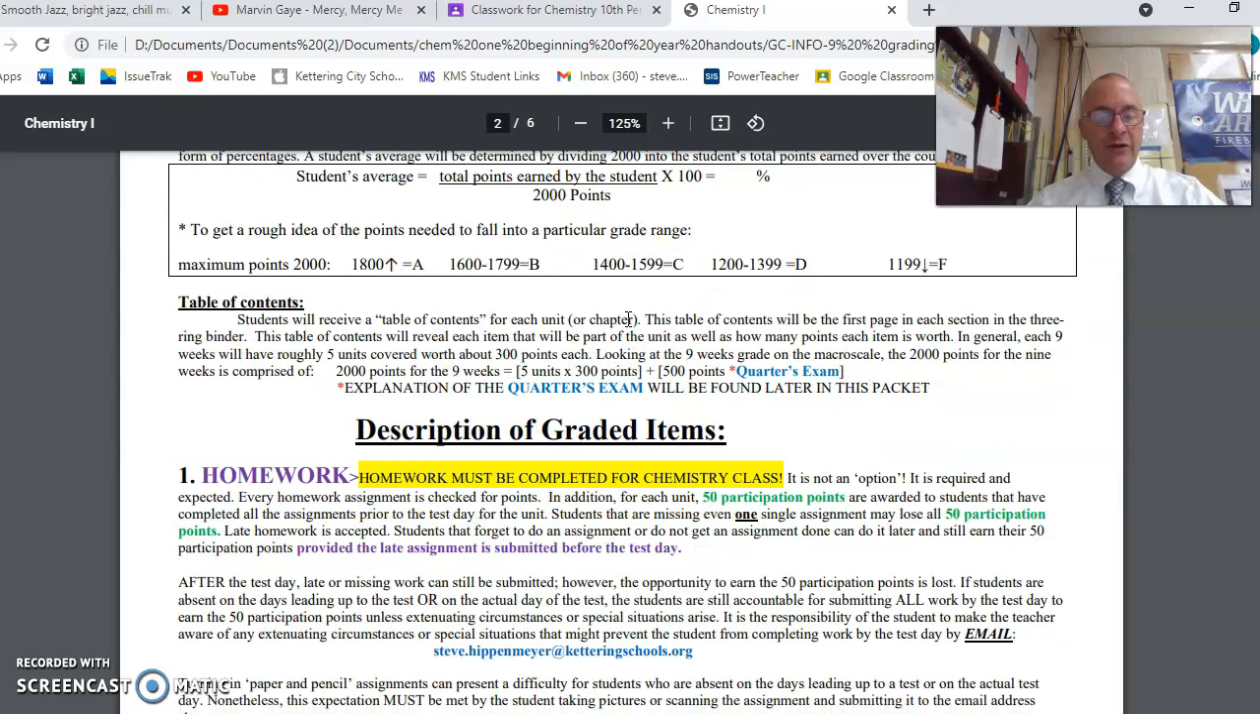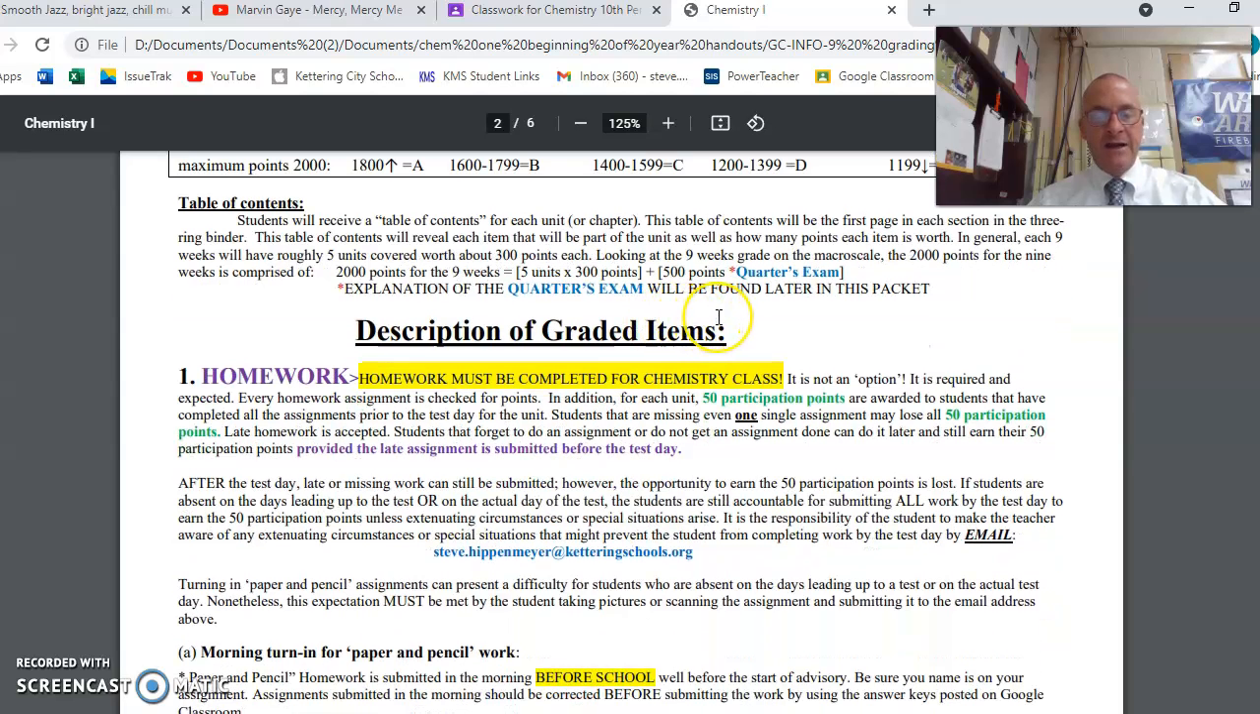For each unit, you'll receive a table of contents. That table of contents will give you an item-by-item list of everything that will be up for grades, every assignment that will take place on that unit. That table of contents will come out generally early in the unit. It might not come out the first day you start it, but a couple of days into the unit, you'll receive a list of everything that is going to be graded for that unit. And that is actually the table of contents that can go in your 3-ring binder.